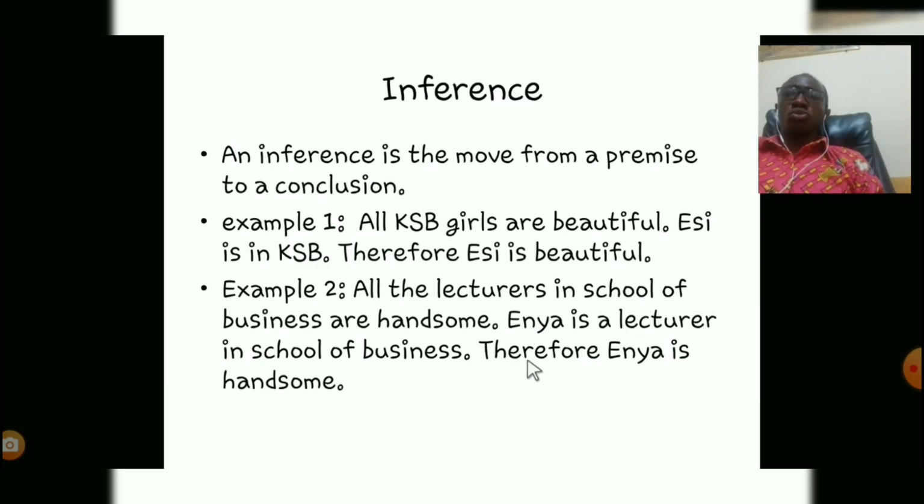Now let's look at example 2. All the lecturers in School of Business are handsome. Enya is a lecturer in School of Business. Now what conclusion can you draw from here? All the lecturers in the School of Business, they are handsome. And if Enya is a lecturer in the School of Business, good. Therefore, Enya is handsome. You are making an inference. You are drawing a conclusion based on the premise. So the ability to make inferences is one of the hallmarks of being a critical thinker.